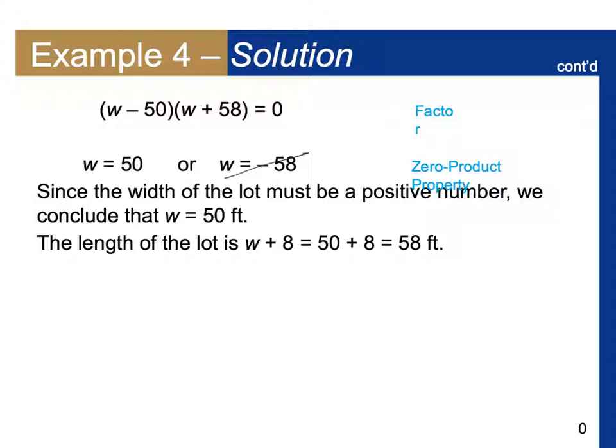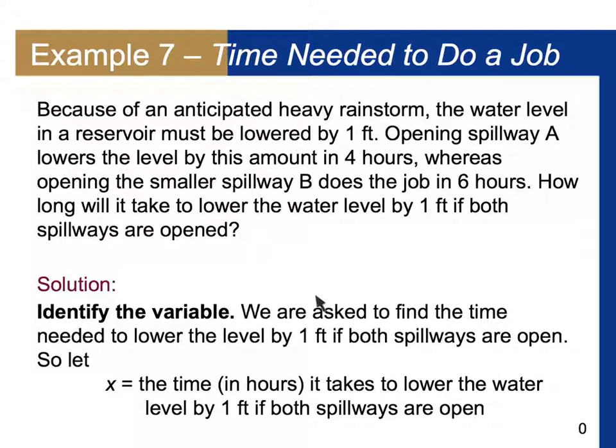Okay, with a calculator. Okay, the next type of problem we're going to look at is called a work problem, and this is where we're trying to see how long it takes two people or two entities to do a task at the same time. So here's an example.